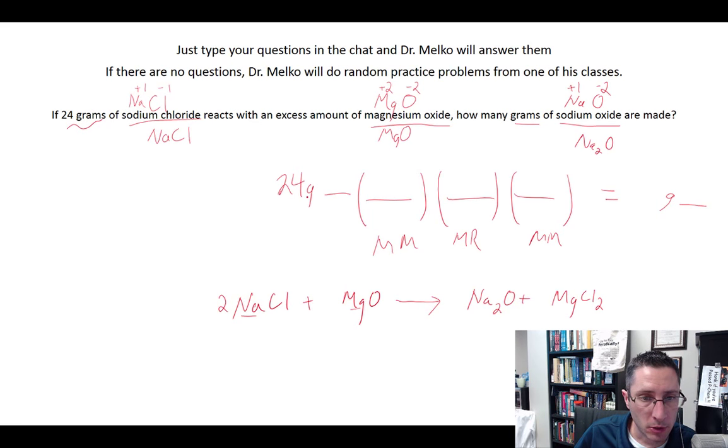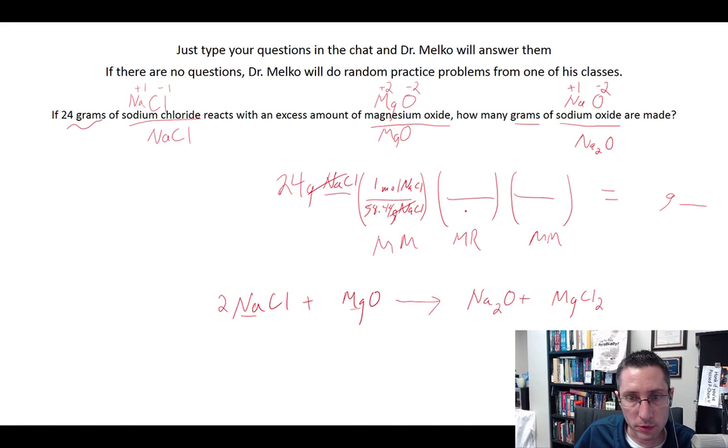Okay, so now I can approach the stoichiometry problem. 24 grams of sodium chloride, right? That's NaCl. I need the molar mass then of that NaCl, which is 35.45 plus 23, 58.45, or 58.44 if you use the 22.99 for sodium.